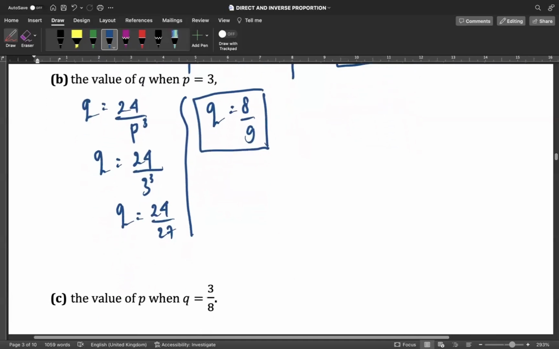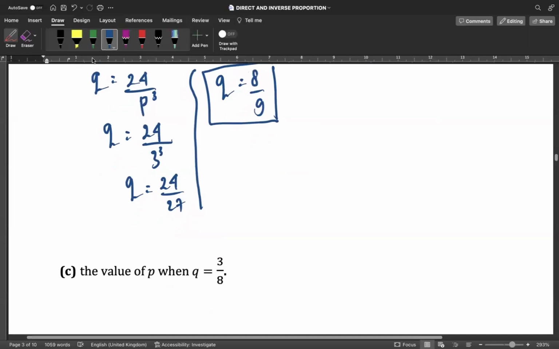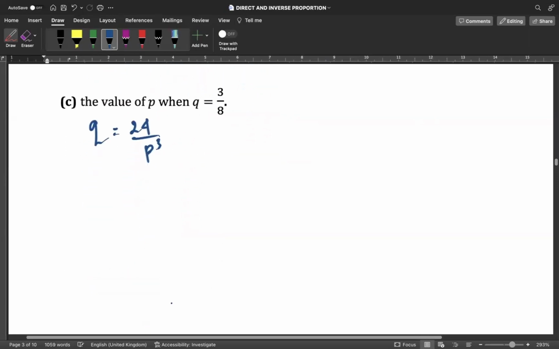Next, find the value of P when Q is 3 over 8. Let's use the same equation, so let's write it again. Q equals 24 over P cubed. Q is 3 over 8, so we substitute it here: 3 over 8 equals 24 over P cubed.